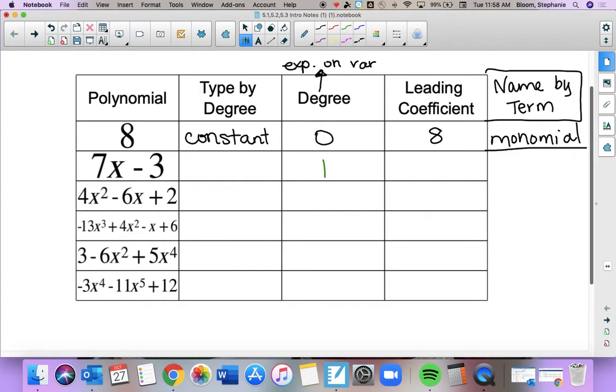I hear a lot of mumbling. What are we saying behind our math? Yeah, it looks like a line. So what do you call that? Linear. Very good. And in standard form, what would be the leading coefficient? 7. And how many terms does this one have? Very good. 2 terms. So we call that a binomial.